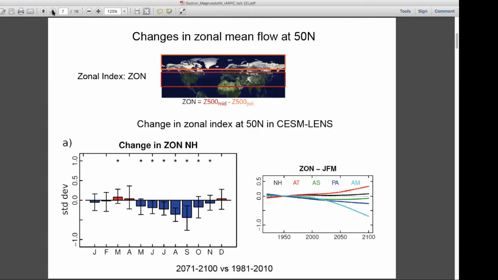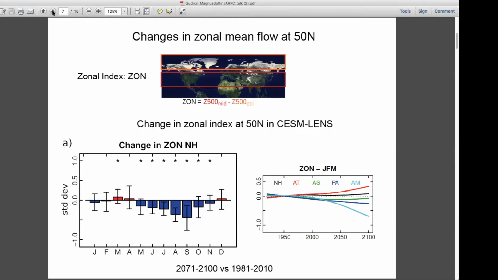Here, on the left-hand side below, is the response in terms of this zonal index through the annual cycle. I'm concentrating on the winter response here, so let's look at wintertime, January, February, March, on the left. As you can see, there's no significant response. It's close to zero, and you can see the large spread of the ensemble members, so it's really not significant.